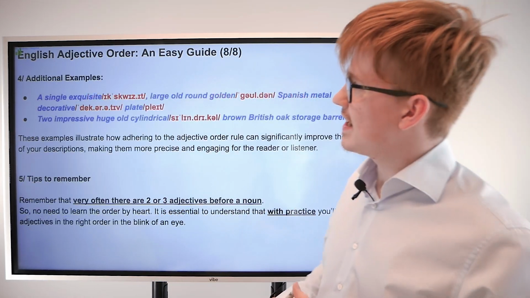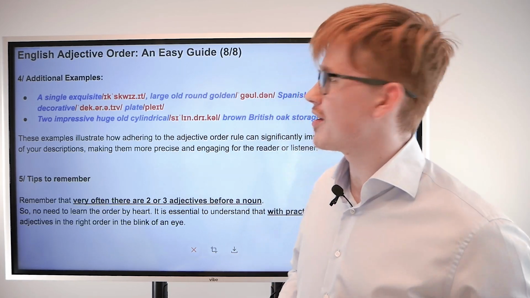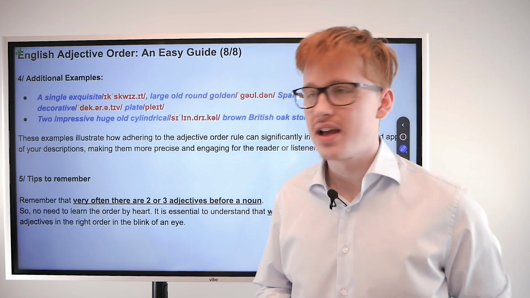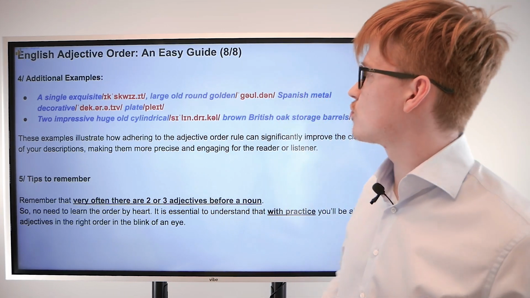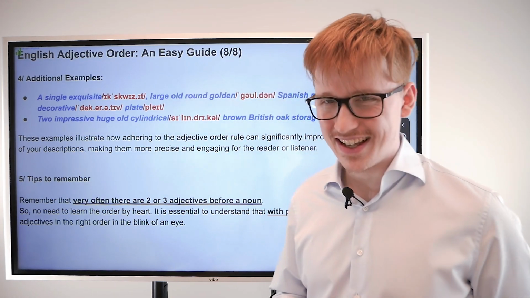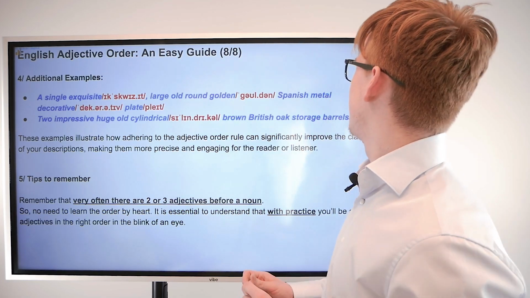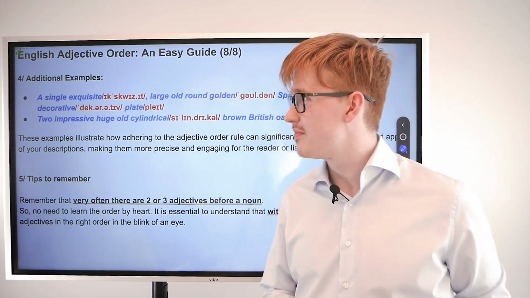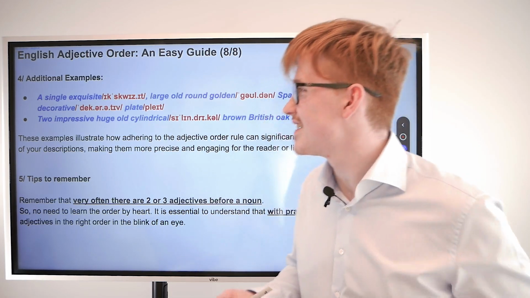Let's move on. And here's the last page here. So really good job, guys. And we're going to move on to the last page. So here's some additional examples here. So a single exquisite large old round golden Spanish metal decorative plate. It wouldn't work if you tried to say a decorative metal, Spanish, golden, round, old, large, exquisite, single plate. It just doesn't make any sense.